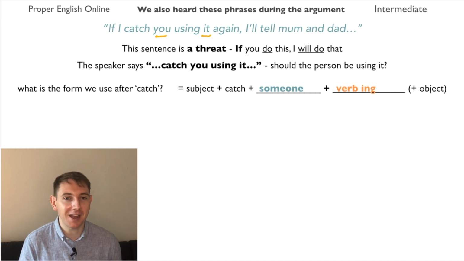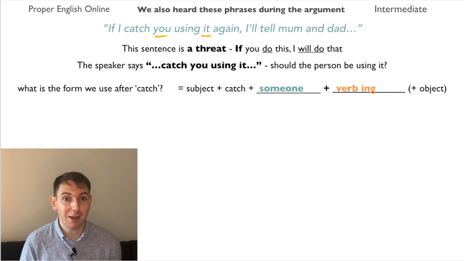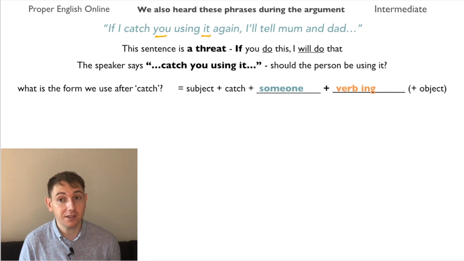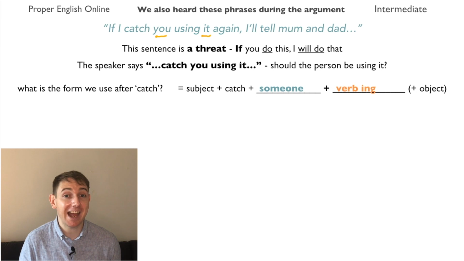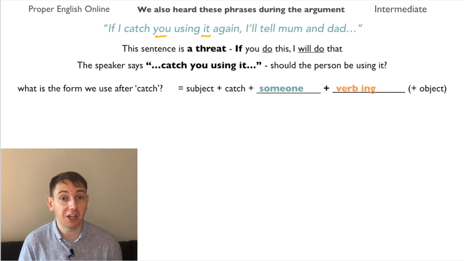What other things might a teacher say to a student? Or what might you say to your younger brother or sister if you're angry at them? Pause this video and think. Try and use this threatening phrase, if you do this, I'll do that, and this catch phrase. If I catch you using it, if I catch you doing it, I'll do something.